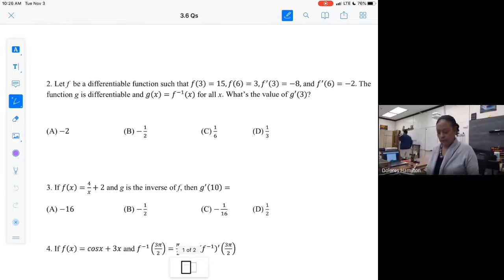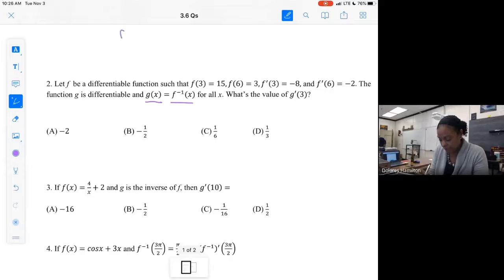All right, let's try question 2, where we're given a function that's differentiable, and they gave us these two ordered pairs. f of 3 is 15, f of 6 is 3, and we know the derivatives at 3 and 6. Then they're telling us that this g function is its inverse, that g of x is, in fact, f inverse's function. And they're asking what is the value of g prime of 3.